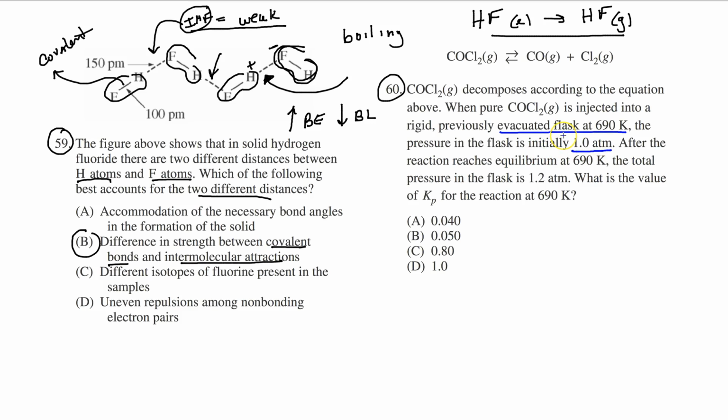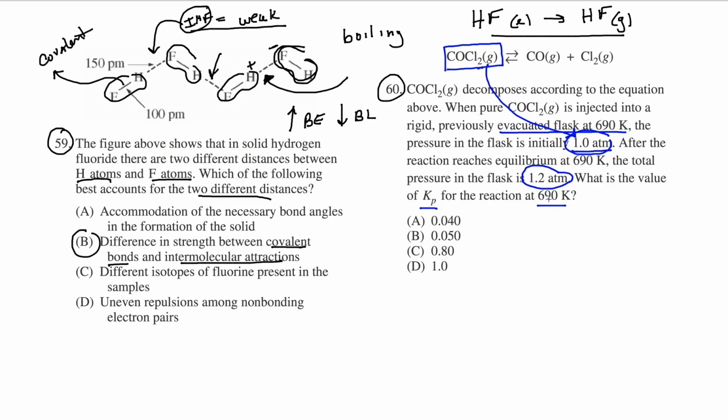Okay, so after the reaction reaches equilibrium at 690, they're saying that once you add this gas into an empty flask where there was no pressure, it originally, before it reacted, was 1 atmosphere. That's important. After the reaction reaches equilibrium at 690, the total pressure in the flask is 1.2. So the pressure increased. What's the value of the Kp for the reaction at 690? Okay, so what do we mean by that?